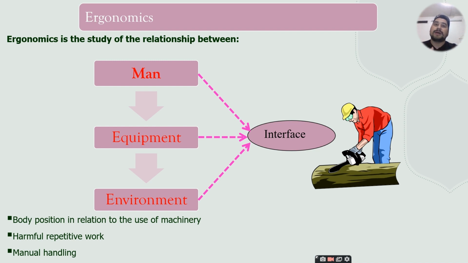Why will people come into contact with different hazards and risks? First, body position in relation to the use of machinery, because when we use machinery, we use some awkward posture of our body. Second, harmful repetitive work. We need to do the same task again and again. Third, manual handling. We have to push, pull, and lift. These are the things we have to do whenever we are doing any task.